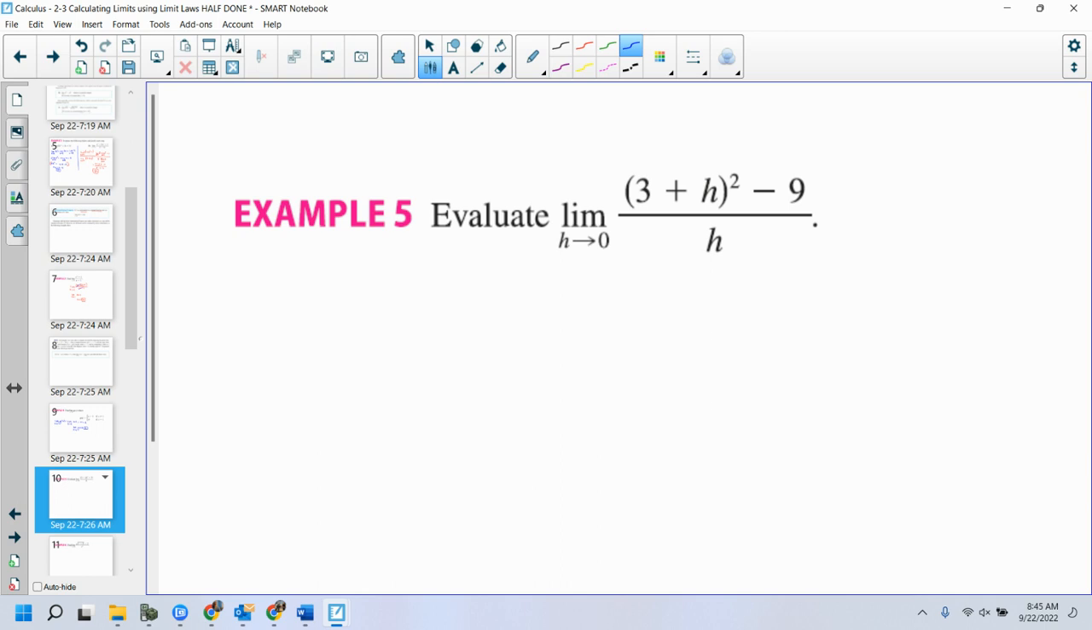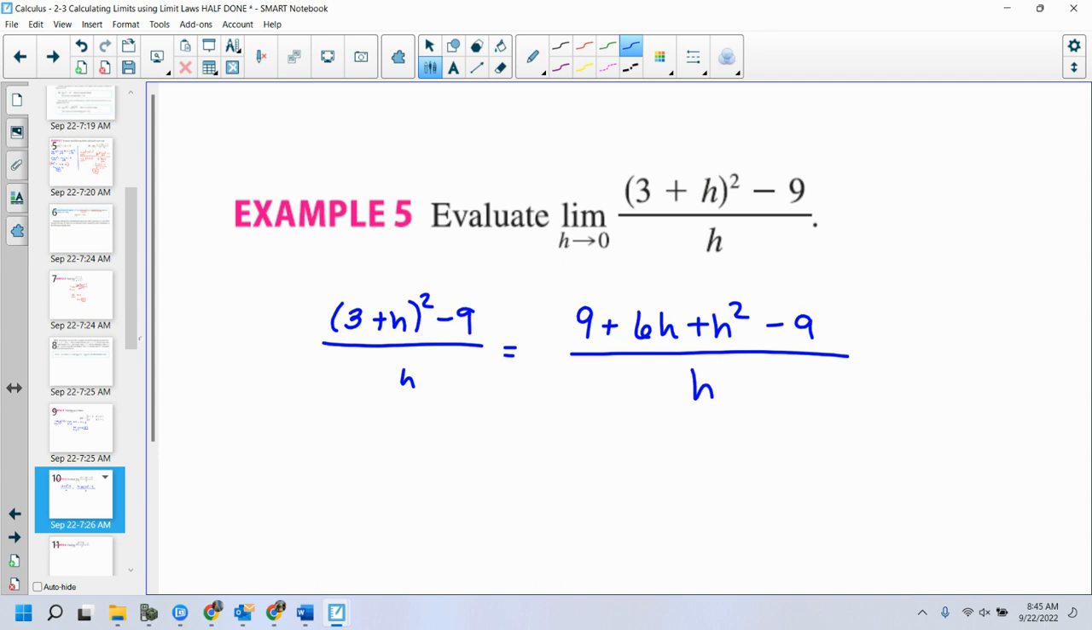Yep. So we have, let's try to simplify this down. (3 plus h) squared minus 9 over h. Well, I can simplify that by foiling the top left, right? (3 plus h) squared. So that'll be 9 plus, we have 3h and 3h to make 6h plus h squared. Right, 9 plus 6h plus h squared was that 3 plus h foiled out.